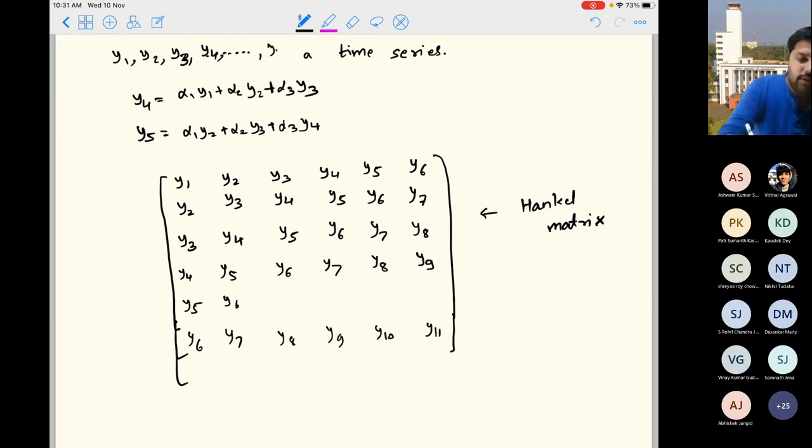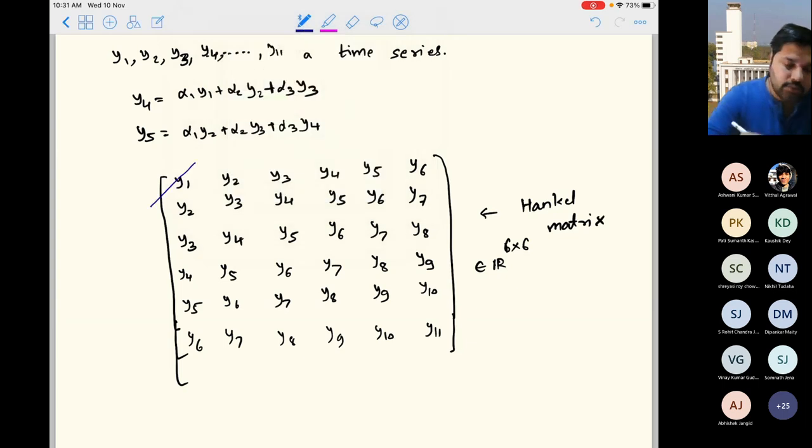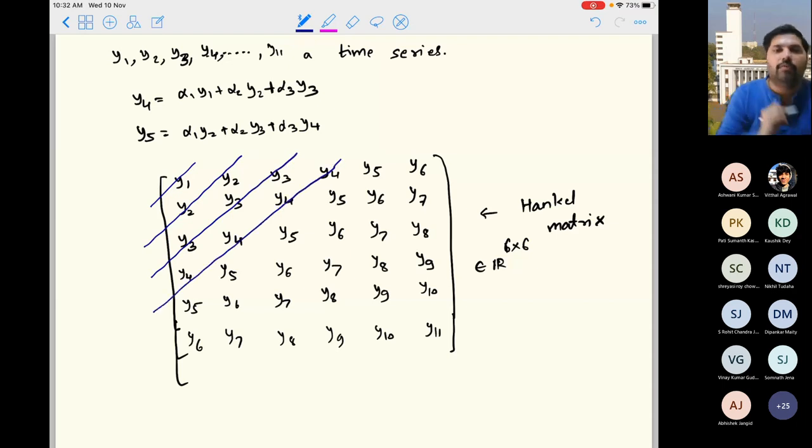So I have only 11 observations, let us say, in the time series. All those 11 observations I write in this particular way. So this is a Hankel matrix, which is of the size 6 by 6. Correct? So what is the spatial structure that you see here? This is y1, this is y2, these elements are y3, these are y4, and so on. So these are anti-diagonals, and all the anti-diagonal elements are basically the same. Can you see that? That's the spatial structure that we observe in this matrix.